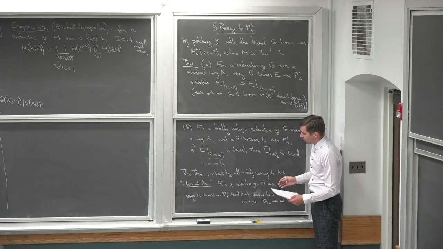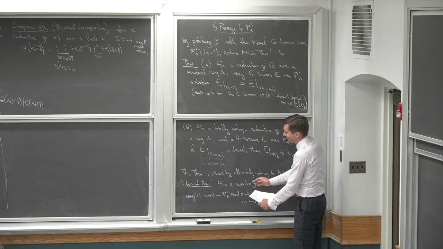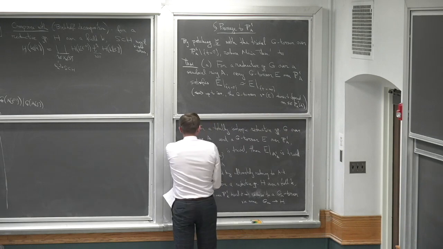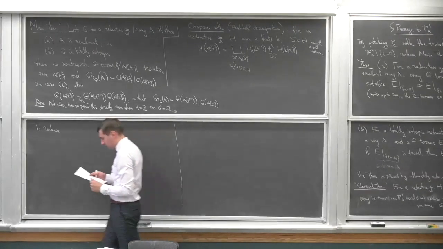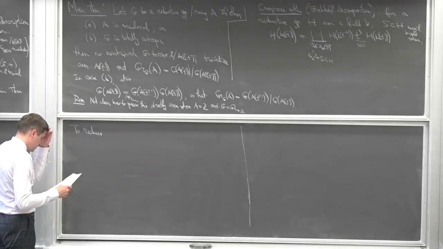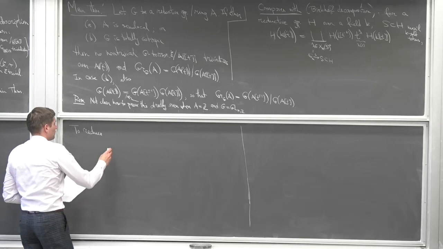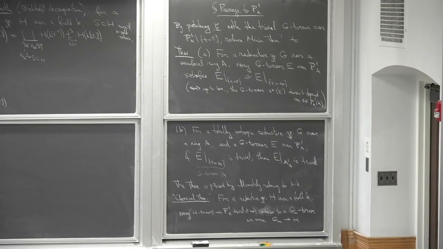Yes, so somehow these non-field A appear even if you're studying complex numbers. Okay, so let's review these reductions. First of all, in part B of the theorem, the ring is arbitrary. So one first fixes that.